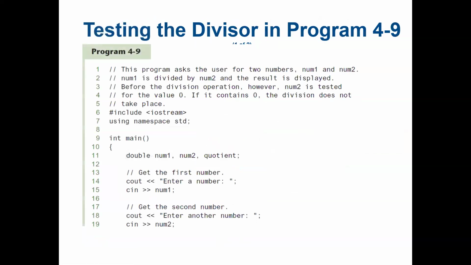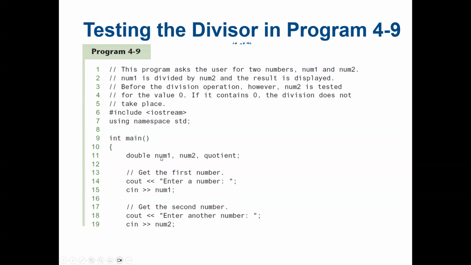Also, this program asks the user for two numbers, num1 and num2. Then num1 is divided by num2 and the result is displayed. Before the division operation, however, num2 is tested for the value of 0. If it contains 0, the division does not take place, because anytime we divide a value by 0, we get an error.